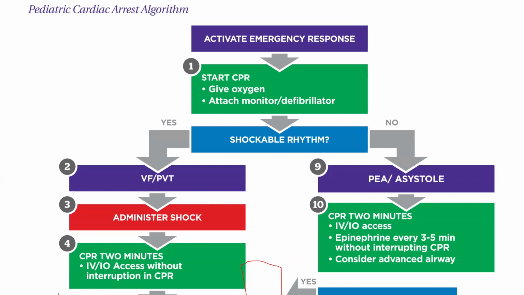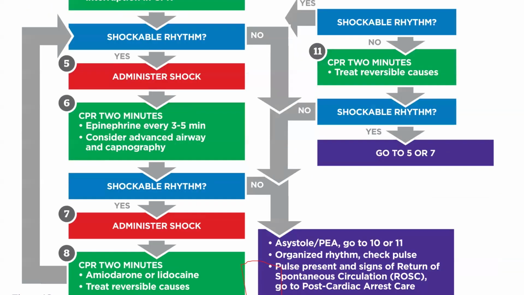If the rhythm is not shockable, meaning pulseless electrical activity or asystole, start CPR, get access, which could be IV or IO, start giving epinephrine every 3 minutes, and consider an advanced airway. If there is no shockable rhythm, continue CPR for another 2 minutes. Every 2 minutes, check the rhythm. If there is a shockable rhythm, administer a shock followed by CPR for 2 minutes and another shock, then continue every 2 minutes and give amiodarone or lidocaine, and treat the reversible causes.